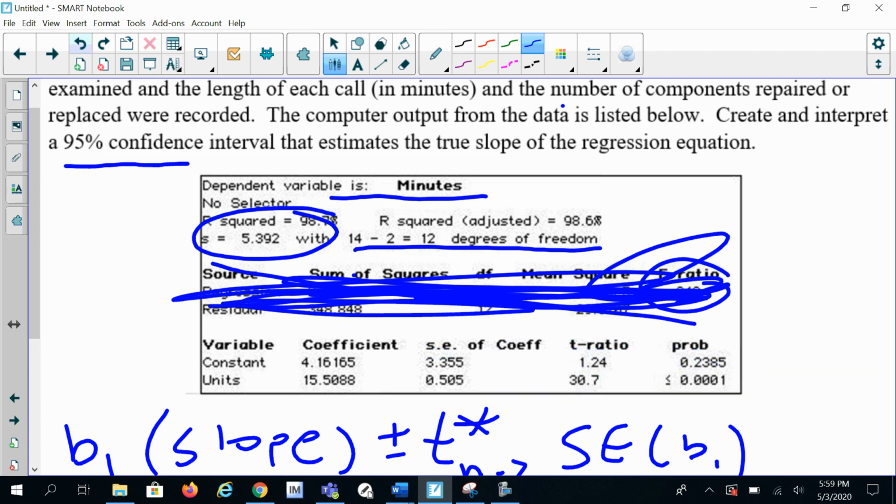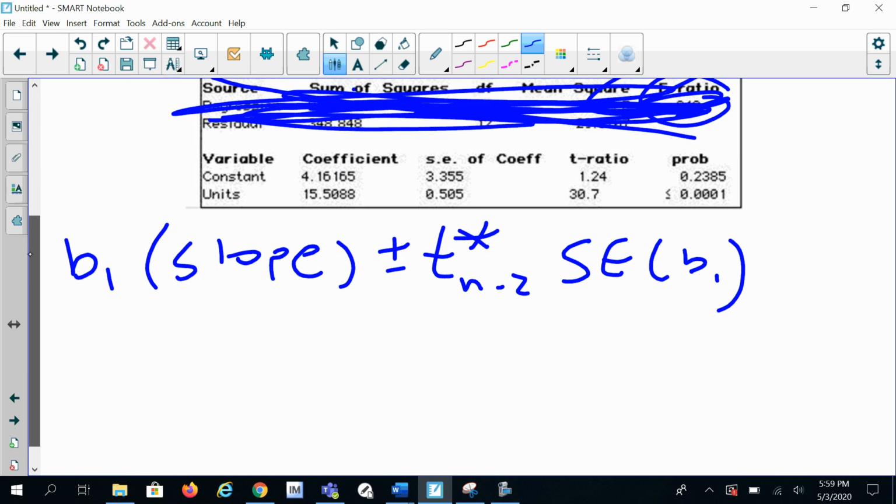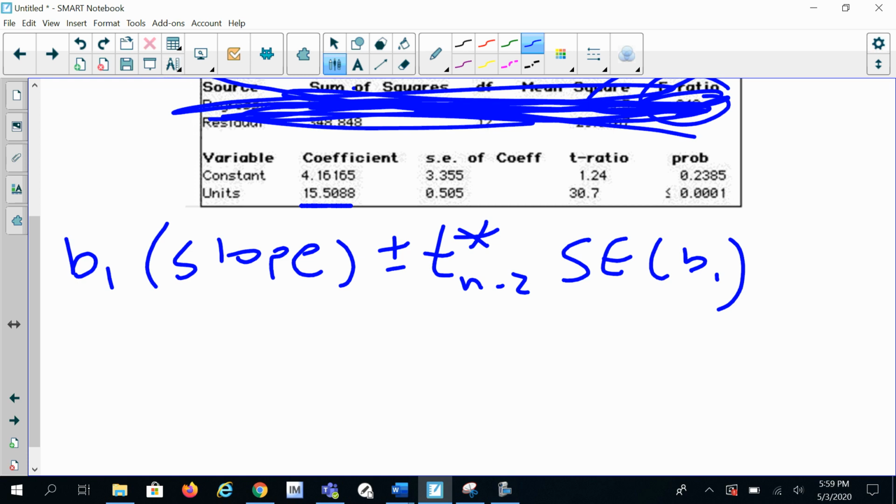So let me make this hopefully crystal clear for you. Recall that, remember, this is the slope. Okay, that is your slope. It's with the variable. It's not the constant. Remember, this is the y-intercept. We don't really care about that right now. We care about the slope. So b1 is the slope. That means in my formula we have 15.5088 plus or minus. All right, so we already have that.